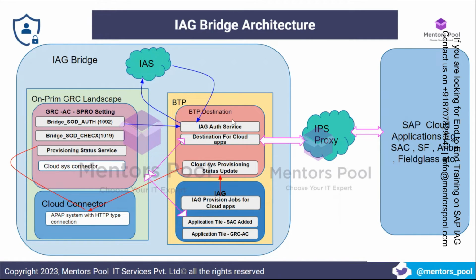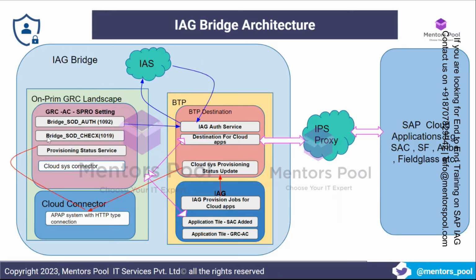We'll create a destination in BTP, which will be the IAG authentication service, so that whenever GRC tries to reach out to IAG, the request will be rerouted to IAS for authentication purposes, and it will get authenticated and GRC would be able to access IAG. When it accesses, what is the use, I will definitely help you with that right now, just to understand this.